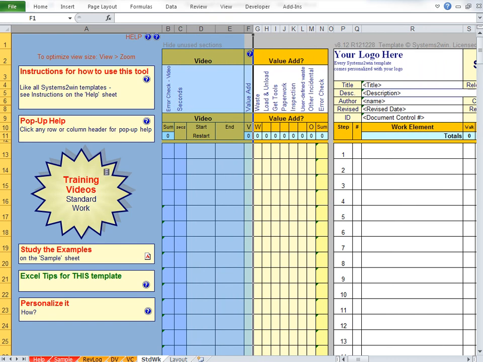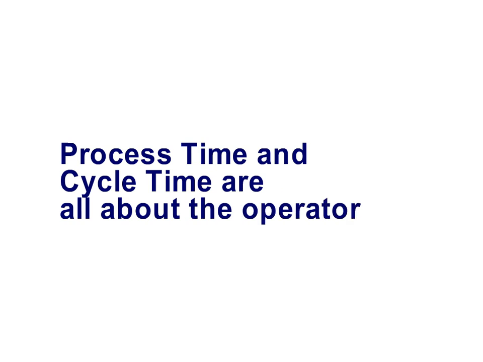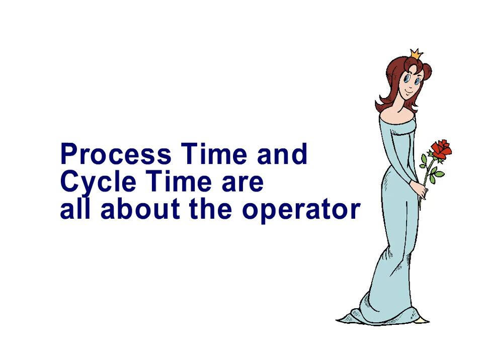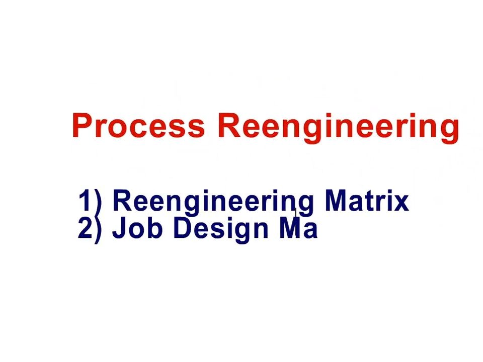time observation. Now, as explained in our cycle time video, process time and cycle time are normally all about the operator. They have nothing to do with machine time, unless you have a machine that might exceed takt time. That's the only time that you would pull out the machine balancing template. You would only pull out the re-engineering matrix for a really complicated process, and that's when you're most likely to also pull out the job design matrix.